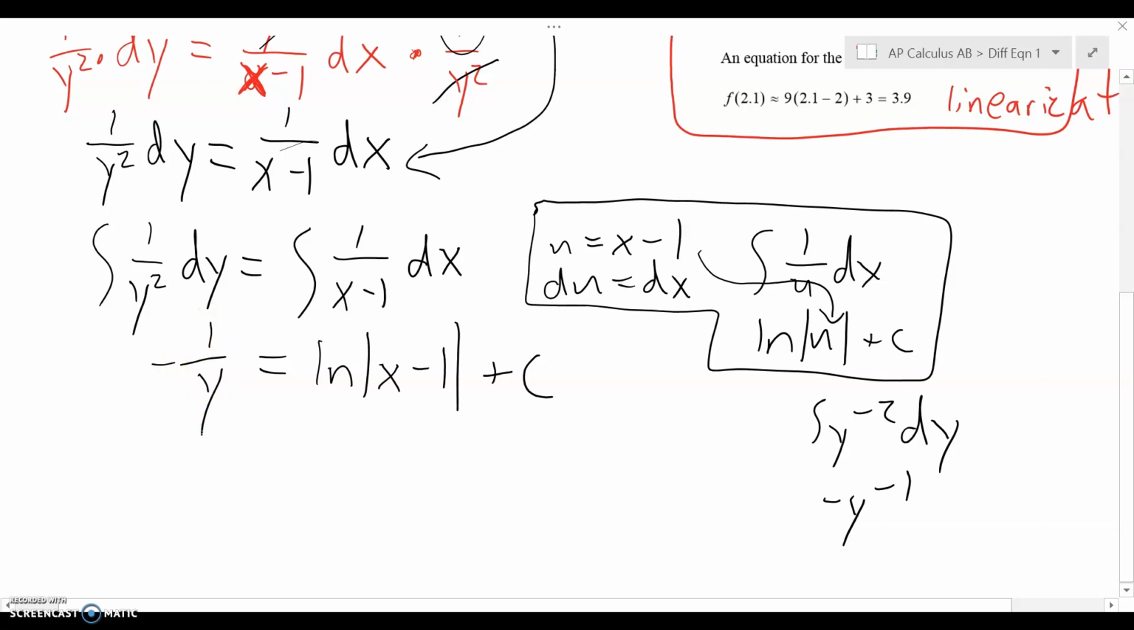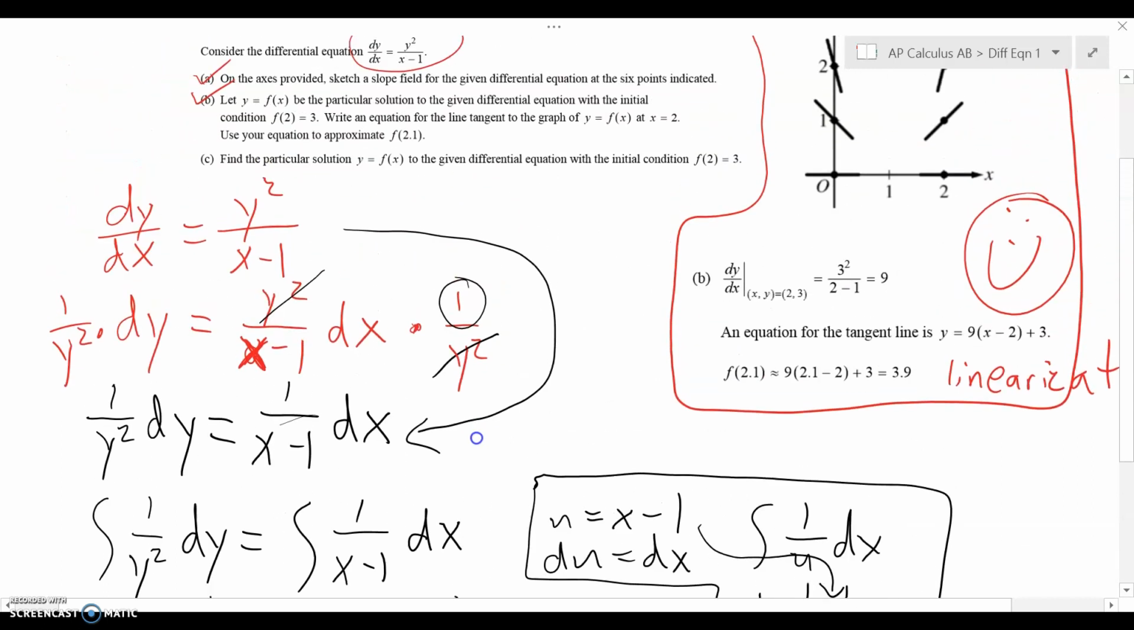So separate the variables, did that. Integrate both sides, did that. Make sure our plus c is there, did that. If we had no initial condition, I suppose we could take the reciprocal of both sides to get y all by itself. But if we had no initial condition, this would be as far as we could go with it from a calculus perspective. However, we have been given a specific initial condition.